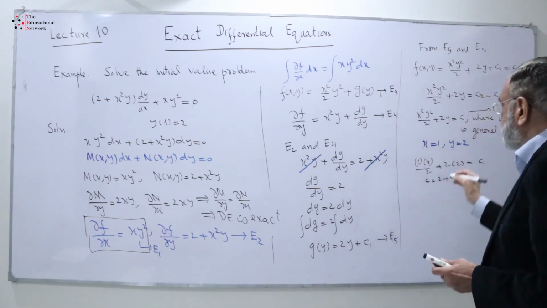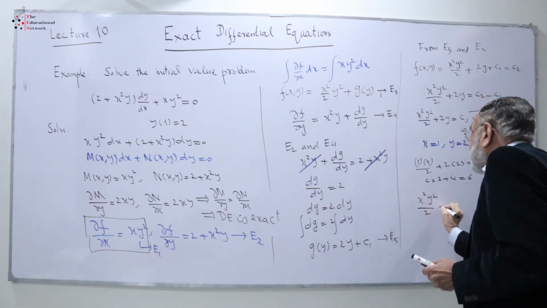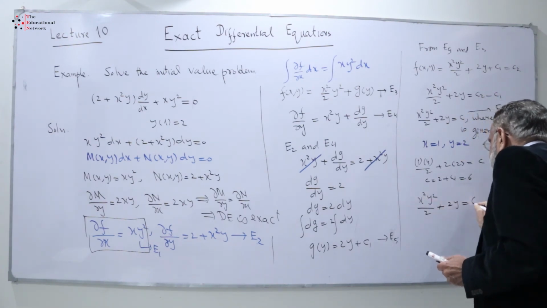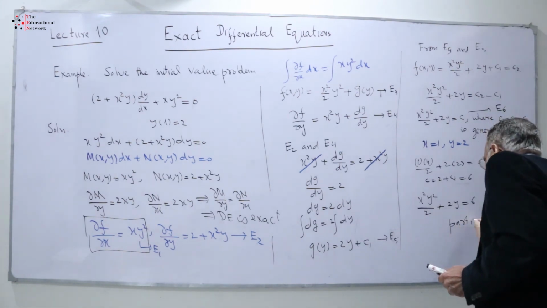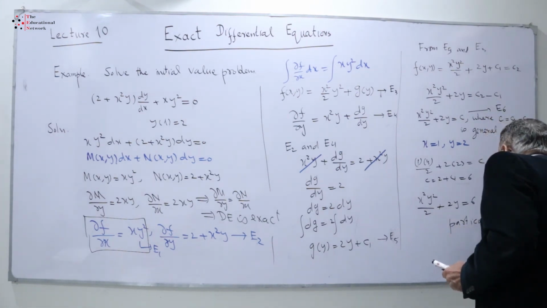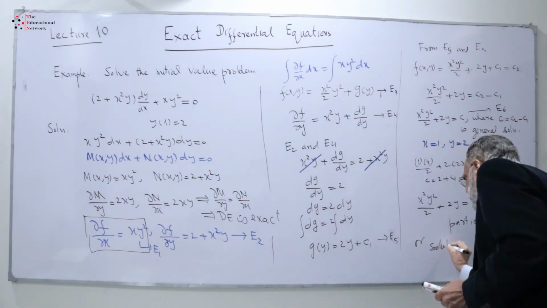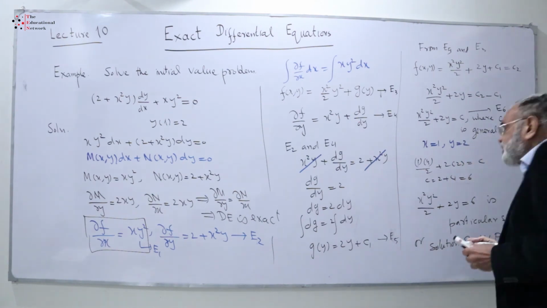Substitute the value in E6. I get here x square y square by 2 plus 2y is equal to 6 is my particular solution, or we say solution of initial value problem. So this is the idea.